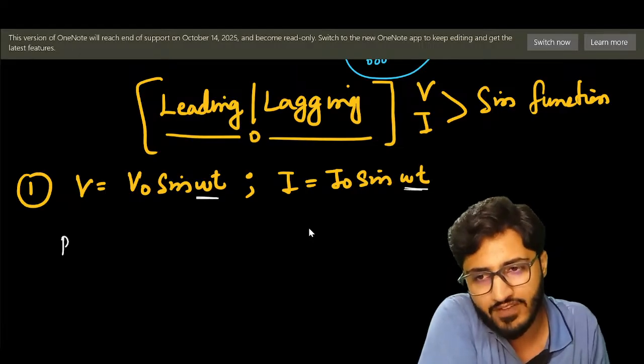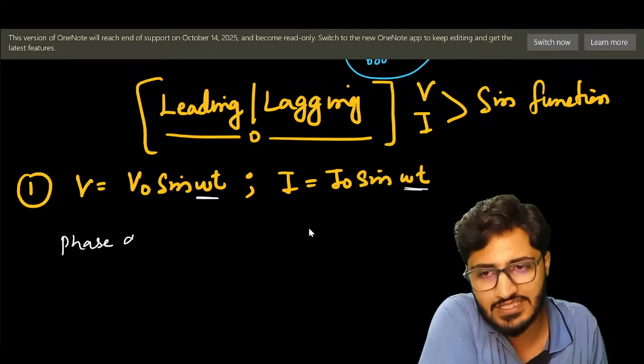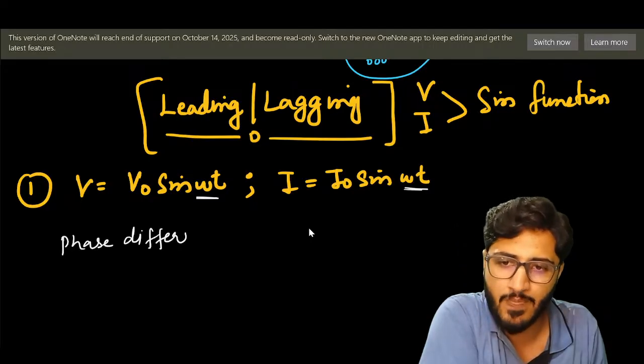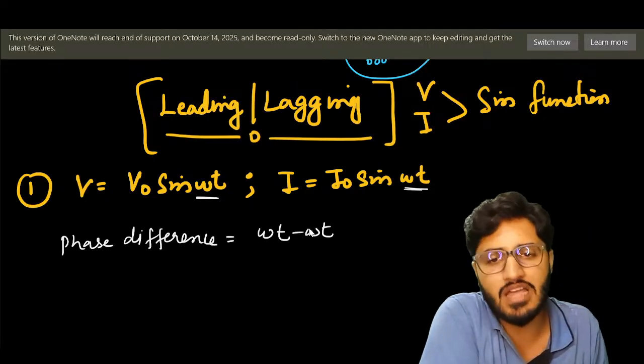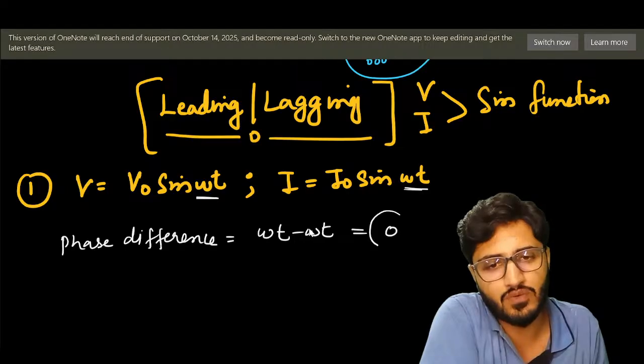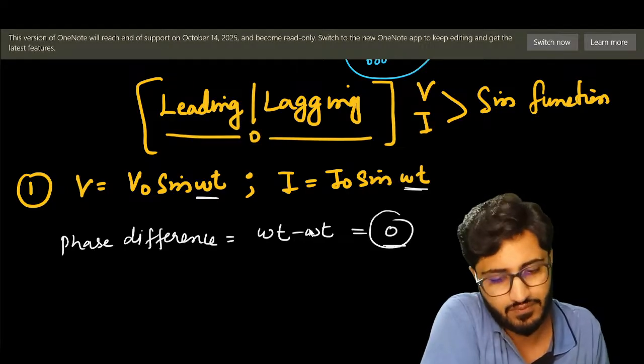So now what is the phase difference? Phase difference means subtract both phases. You can do V minus I or I minus V. What is the value? 0. So the phase difference is 0.